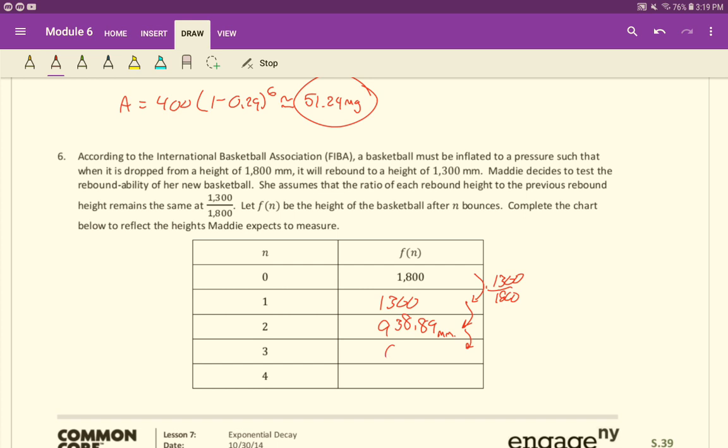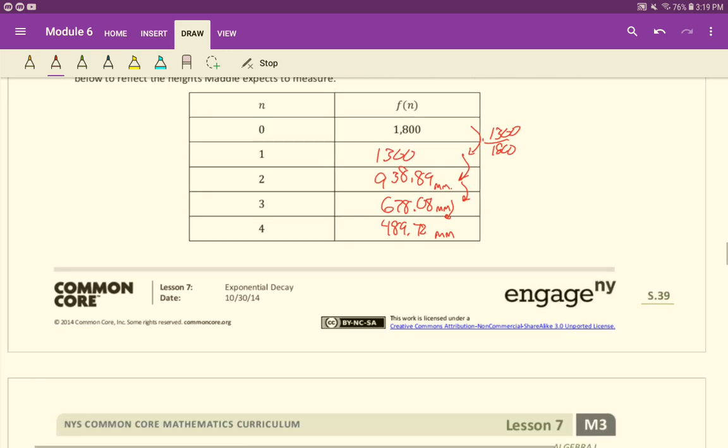Okay, do it again. And we get 678.08, and do it one more time. And we get 489.72, approximately there. Again, millimeters. Which makes sense because each time the ball rebounds, it's not going to go as high as before.